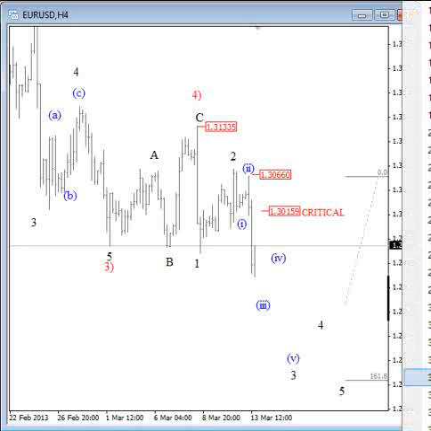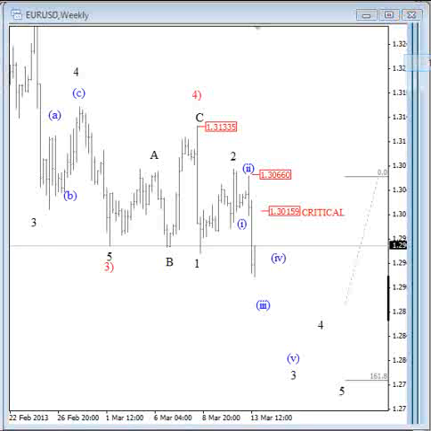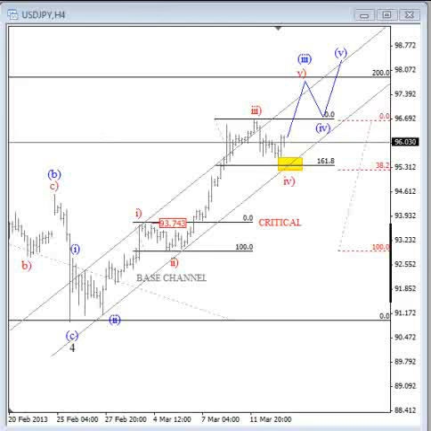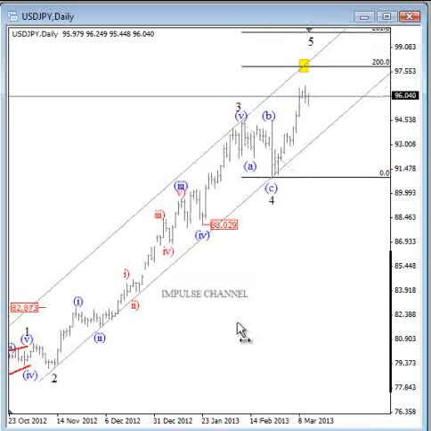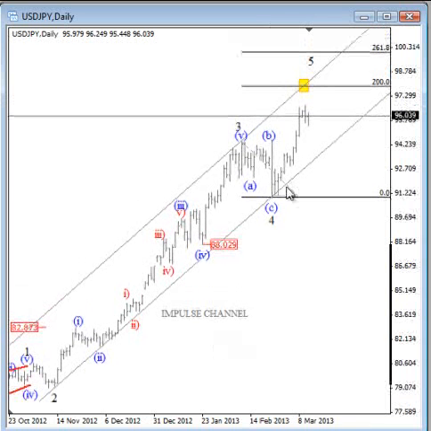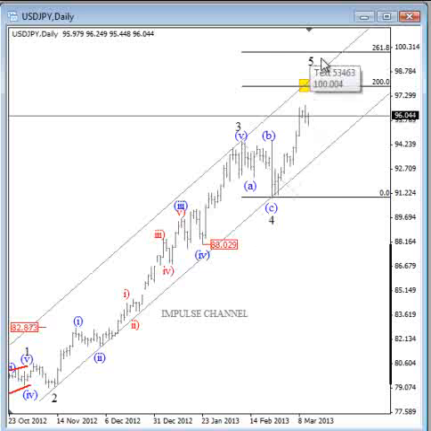So now let's take a look also at dollar yen. On the dollar yen daily chart, we are tracking this huge impulsive rally, and we are now in the final leg of this rally, the fifth leg. Wave 5, as I said earlier, must be subdivided into 5 waves, so we are looking higher here towards 200, maybe even towards the 261.8% extension level.